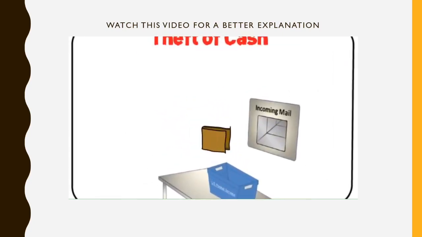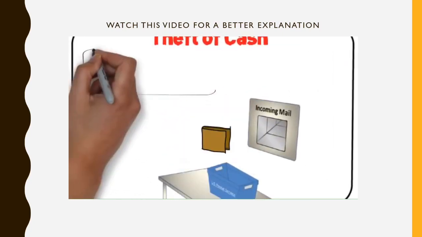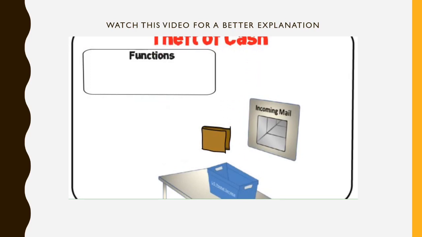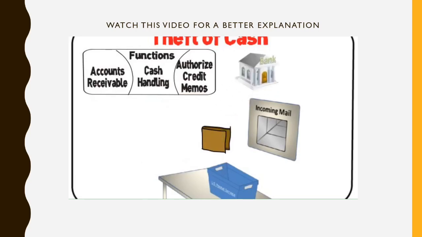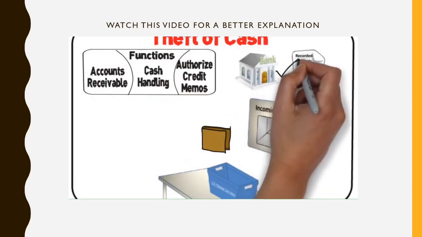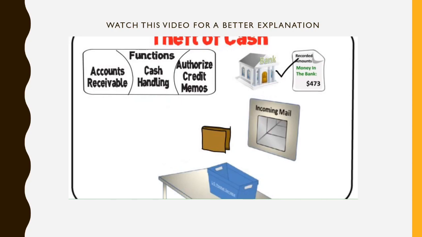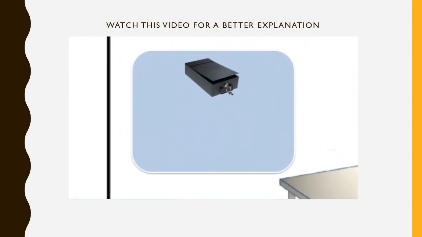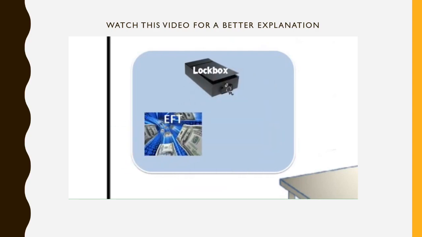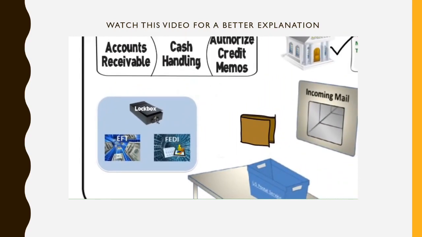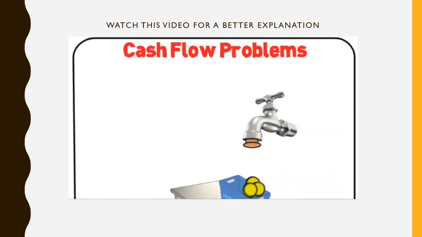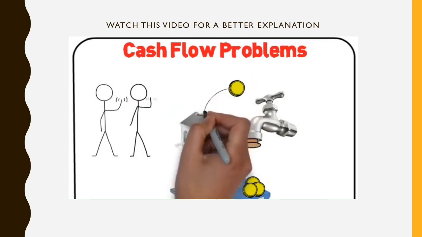For cash collections, we can separate our cash handling functions from our accounts receivable and our authorization of credit memos. We can also reconcile what's in the bank with what we have on record. Theft of cash can also be deterred by using a lockbox, electronic funds transfer, and financial electronic data interchange. Additionally, we can have two people open all mail, and we can deposit our cash on a daily basis.